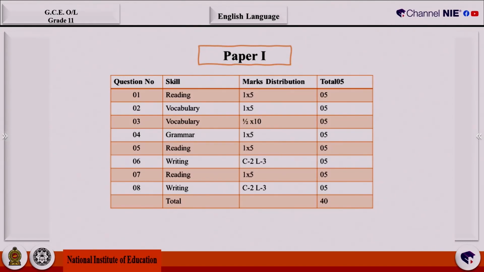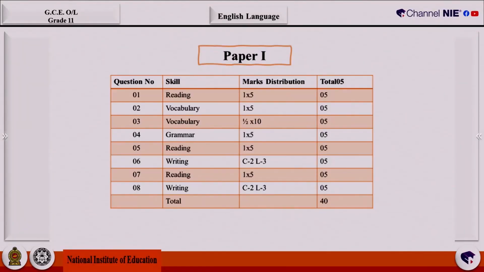Especially I can show you that question number 6 and question number 8, they are the tests that will test your writing skills. And when we are testing your writing ability, the marks will be given to certain criteria. So you can see in this chart that is given as C and L.